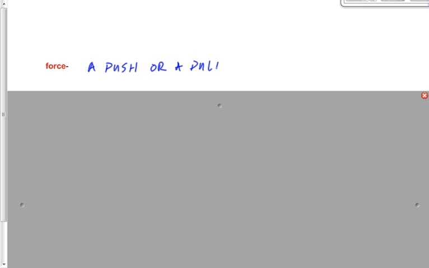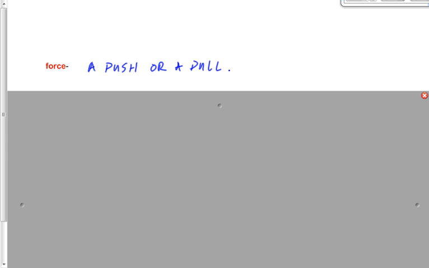Now, that doesn't necessarily mean that we are pushing it or we're pulling it. It could be wind that pushes it, or it could be a tow truck that pulls it. But a force in general is a push or a pull. And there's a million different kinds of forces, a million different things that can push or pull, and a million different things that can be pushed or pulled in a million different ways. But in general, it's a push or a pull.